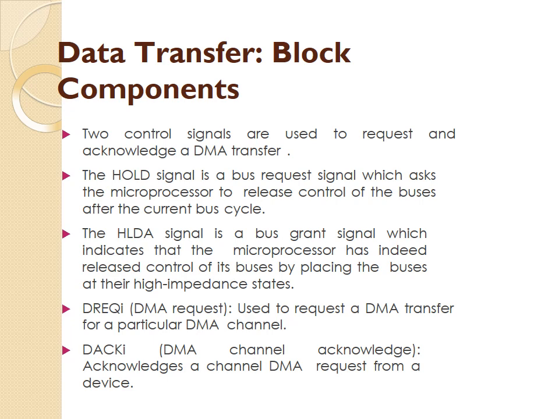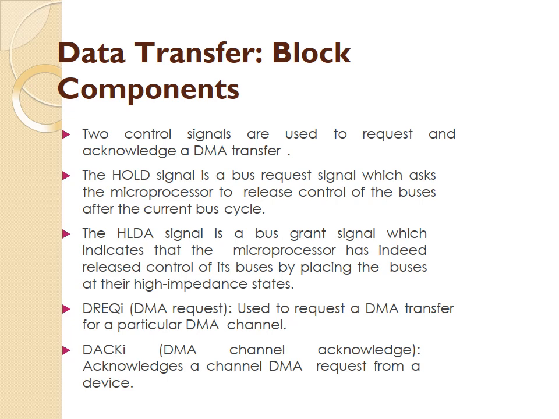The hold signal is the bus request signal sent to the microprocessor to release the control of the buses. The hold acknowledgement signal is a bus grant signal, which indicates that the microprocessor has indeed released the control of the buses by placing them in high impedance states. That means the hold signal is the bus request, and the hold acknowledgement is the acknowledgement coming from the processor in the high impedance state.